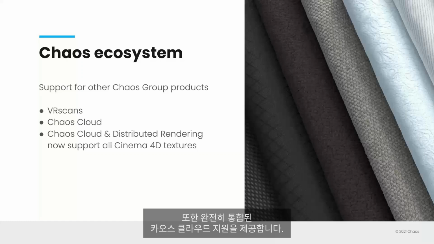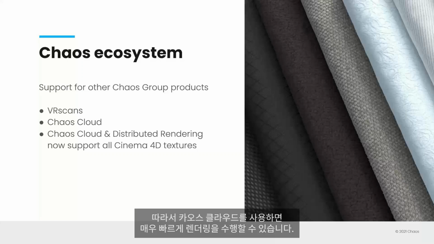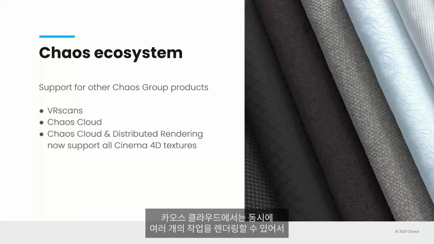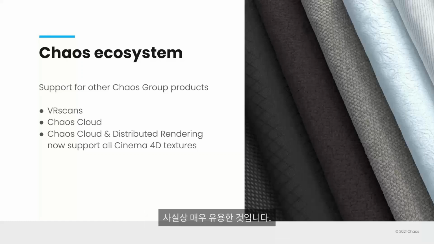And we've also fully integrated Chaos Cloud support. So Chaos Cloud is our push button cloud rendering service. There's no hardware that you have to configure with it. You don't have to set up any virtual machines. It basically just gives you a button to access a supercomputer for rendering. So if you use Chaos Cloud, you'll be able to do incredibly fast rendering without having to use your machine. You can free up your machine and keep working rather than waiting. You can even render multiple jobs on Chaos Cloud at the same time. And it's just incredibly useful.